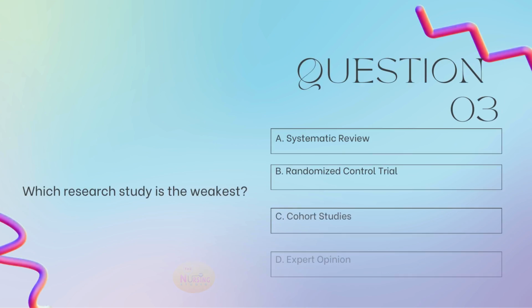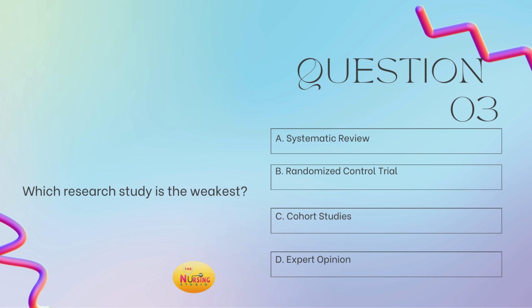And then lastly, question number 3 for today, which research study is the weakest? Is it A, systematic review, B, a randomized control trial, C, cohort studies, or D, expert opinion? Tell me what you got in the comments.